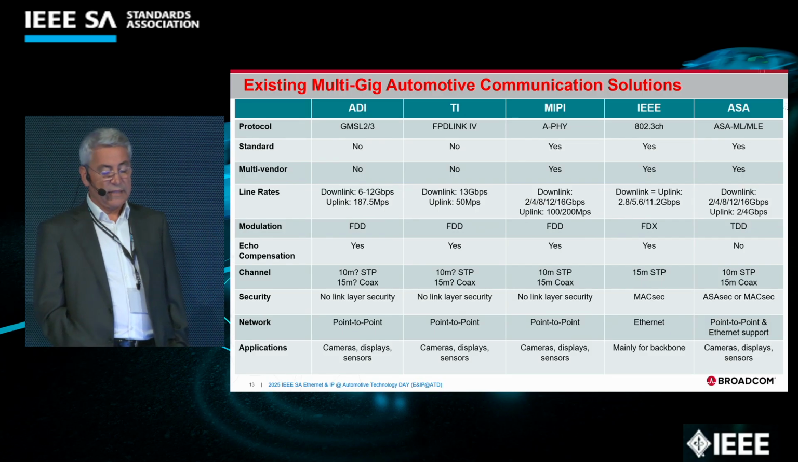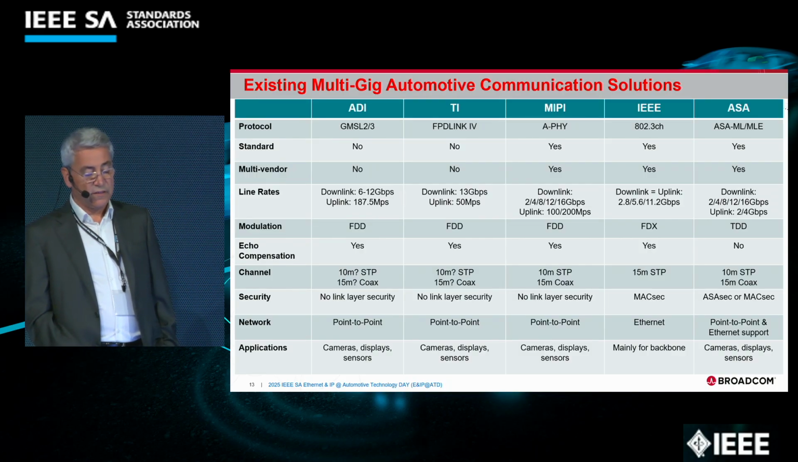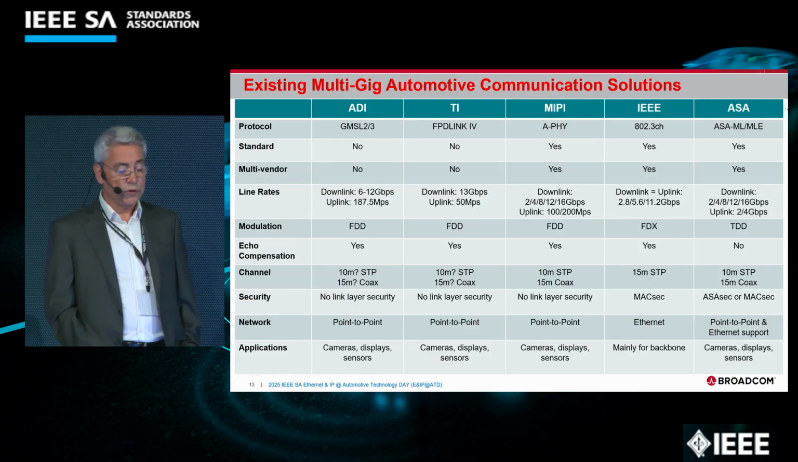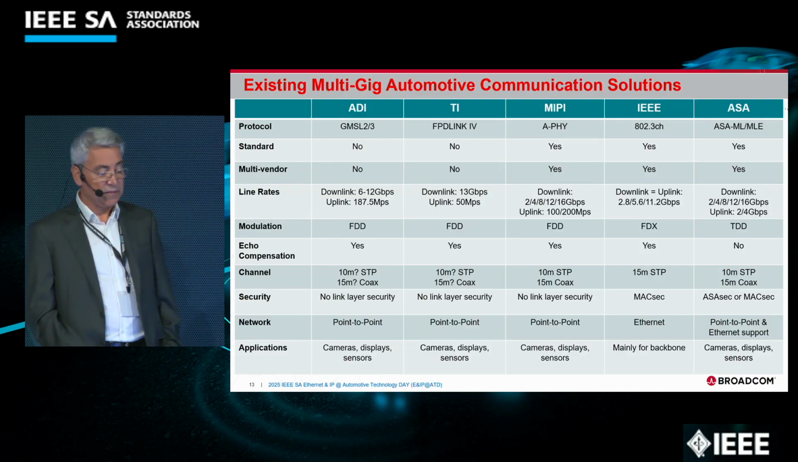Channel length is about 15 meters for all the use cases except the proprietary solutions. That depends on the EMC performance and the data rate.